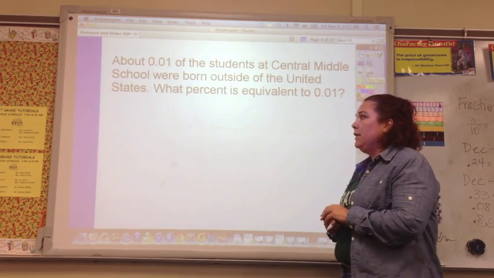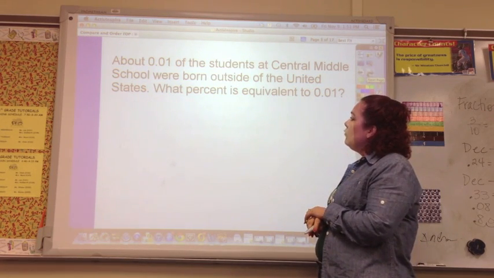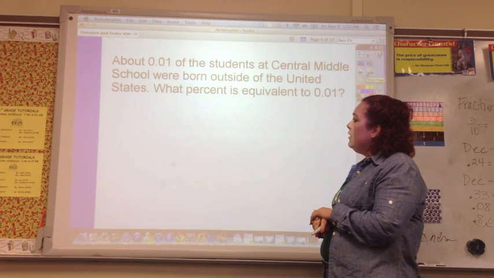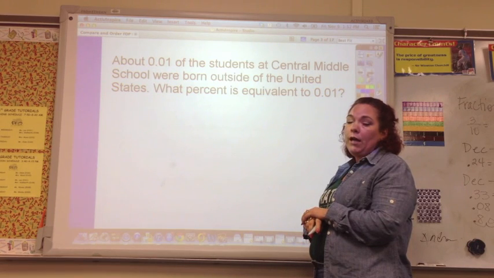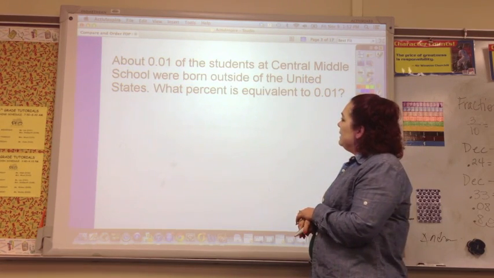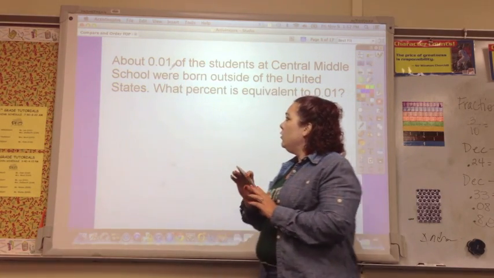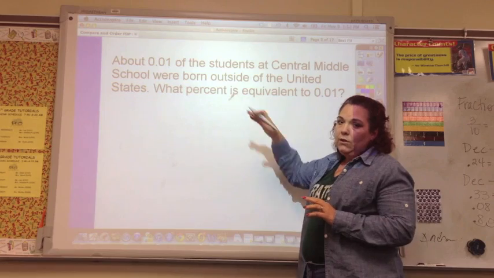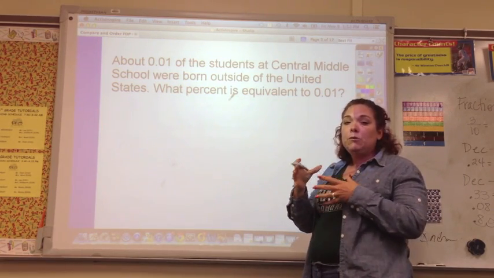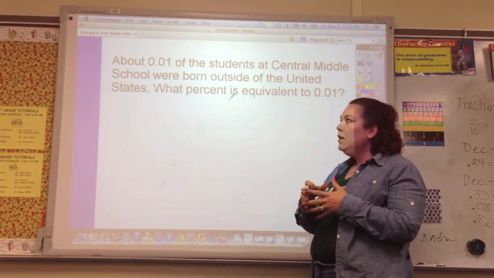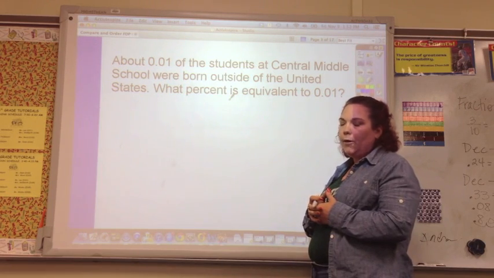Now let's look at this one. It says about 1/100th of the students at Central Middle School were born outside of the United States. What percent is equivalent to 1/100th? So it's asking you to go from a decimal to a percent. So you need to do that. Think about that. How do you get from a decimal to a percent? Come up with an answer for this, and your teacher will check it with you tomorrow.